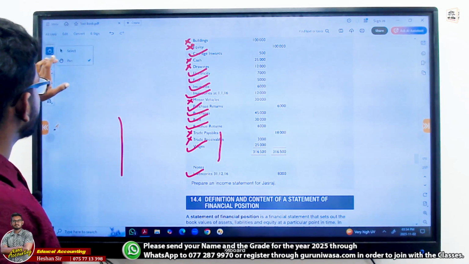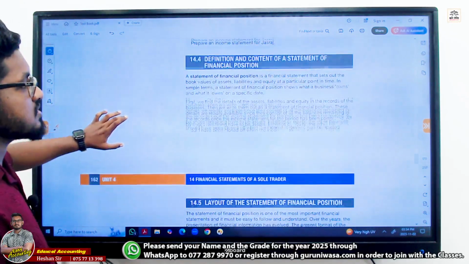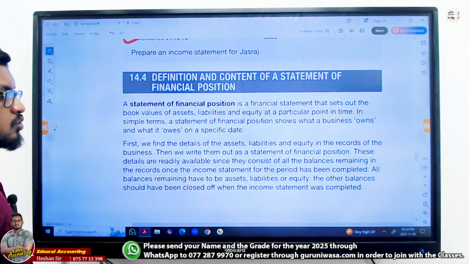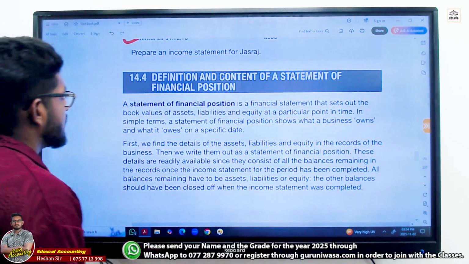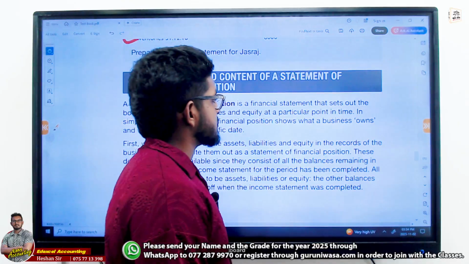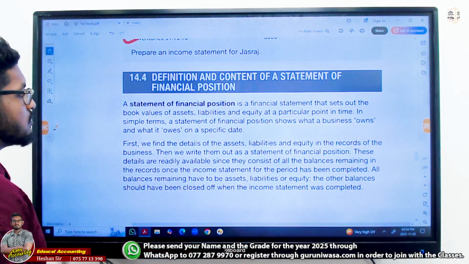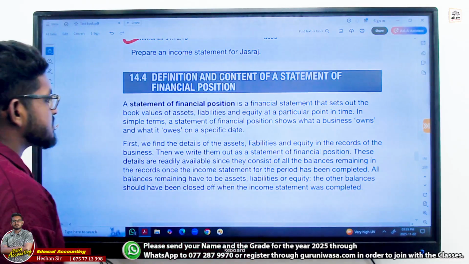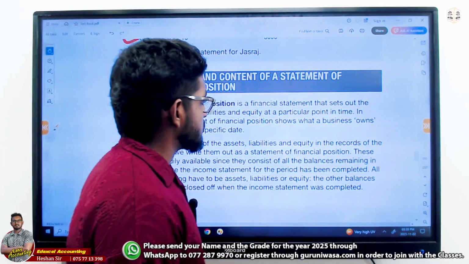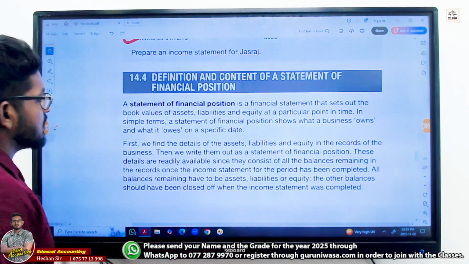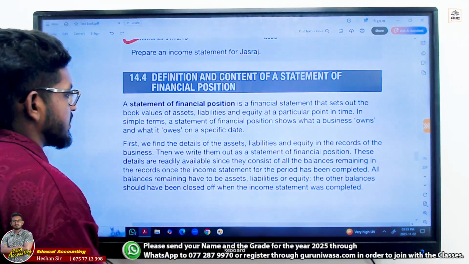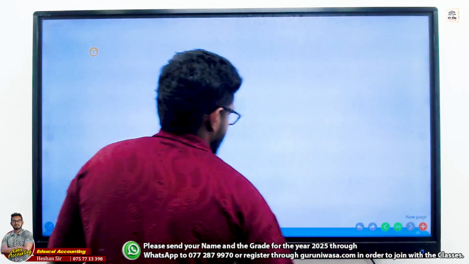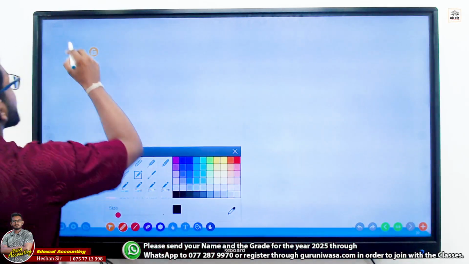Definition and content of the statement of financial position. In here we include what? Asset, liability, and equity. Statement of financial position is the financial statement that sets out the book value of assets, liability, and equity at a particular point in time. In simple terms, the statement of financial position shows what a business owns and what it owes on a specific date, right? So you can write statement of financial position.